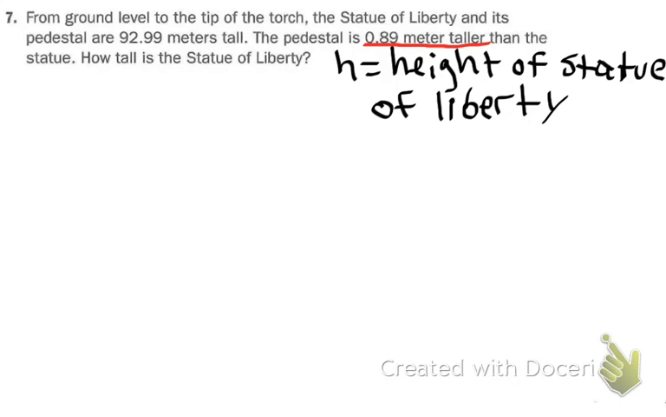Okay, so that means what we're going to do is we're looking for the pedestal. We're going to add it to just the statue. That's what we're going to do. So imagine the total height of just the statue is what we're looking for. So the total height of just the statue is, there's the pedestal, and there's my Statue of Liberty.